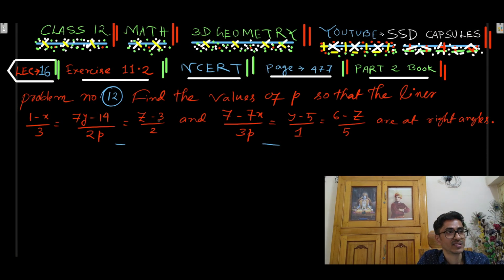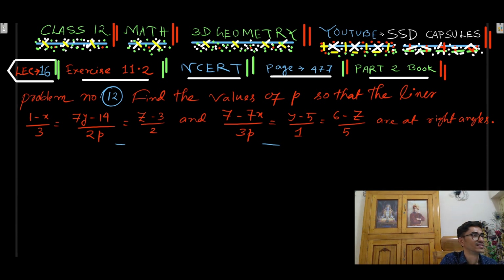So first we convert these equations of lines into standard form. We know that the standard form of the equation of a line is x minus x1, y minus y1, z minus z1, in this type of form. Here we have 1 minus x, and in equation 2 we have 7 minus 7x. So we have to convert them into the standard form. It is a very important type of problem.